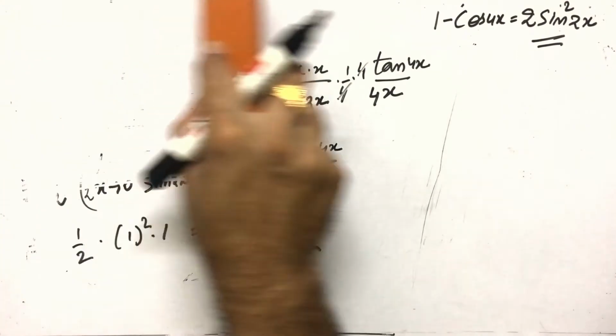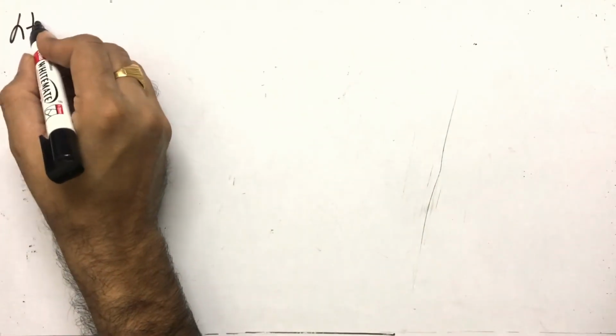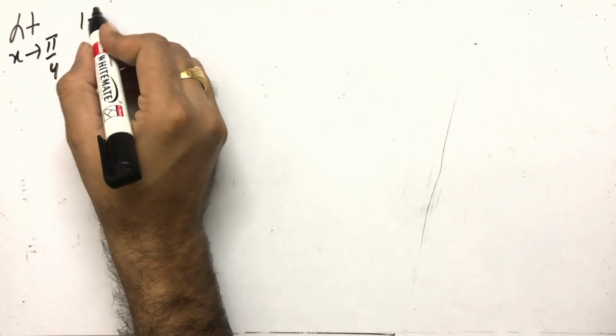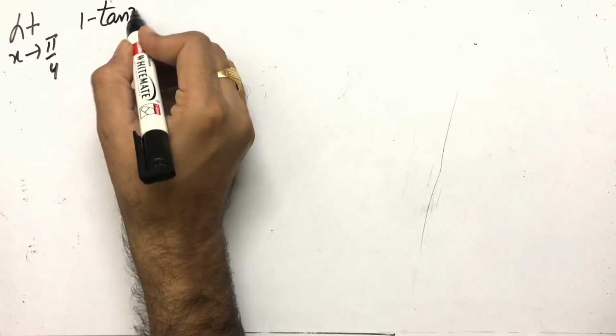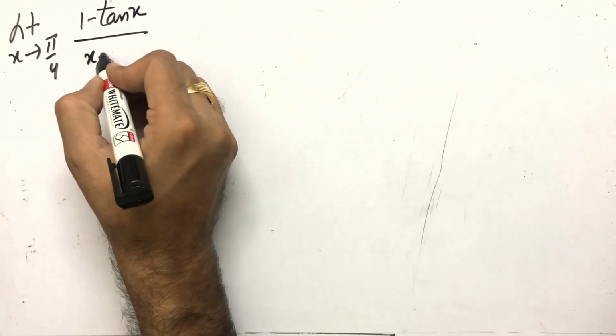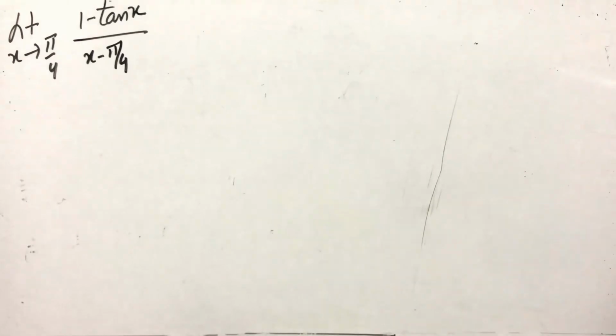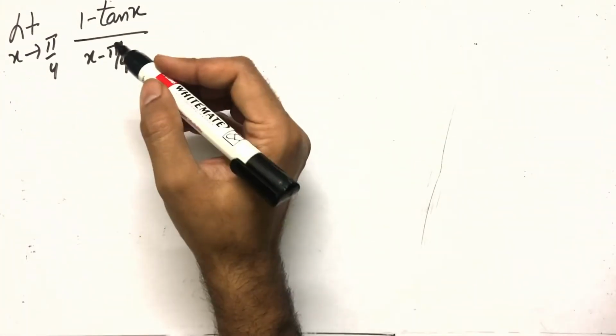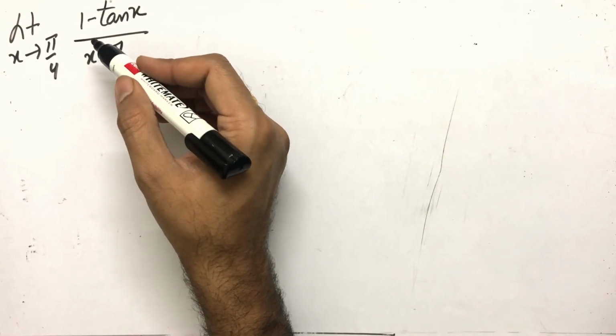Okay, let us solve one more numerical. That is limit of 1 minus tan x upon x minus pi by 4. So this is a little bit different type of question. So here, as you see, we cannot apply any formula directly.